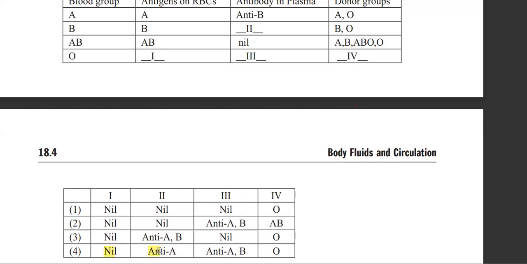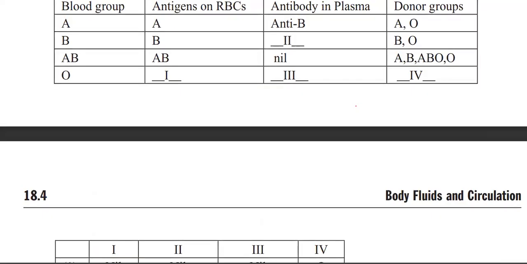Okay, then anti-A is correct. Then for O blood group, since antigens are absent, both anti-A and anti-B antibodies must be present. So we can go for anti-A and anti-B, right? Then donor group, who can donate to them? Only O blood group. Therefore, the correct option is the fourth. The fourth option is the correct one.